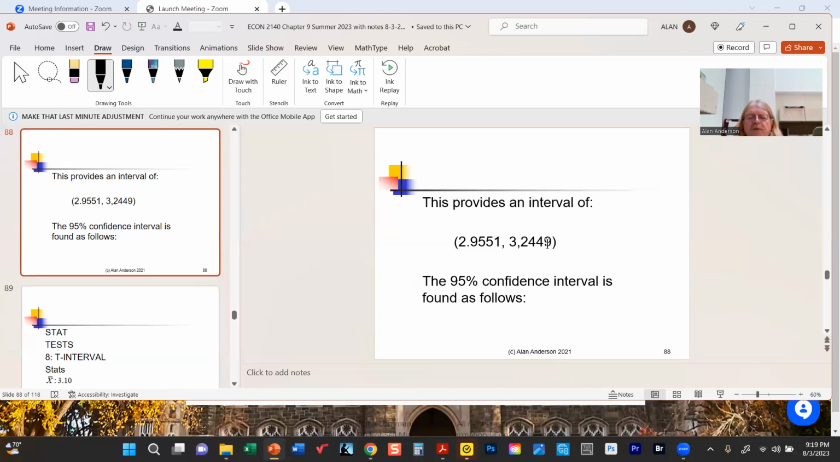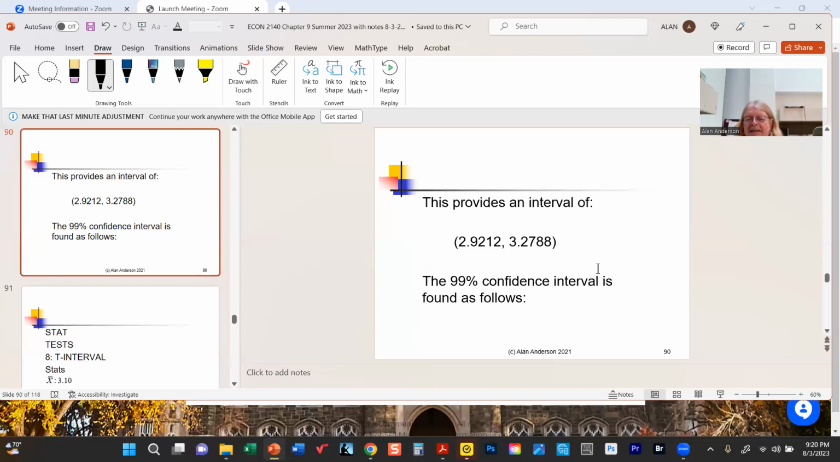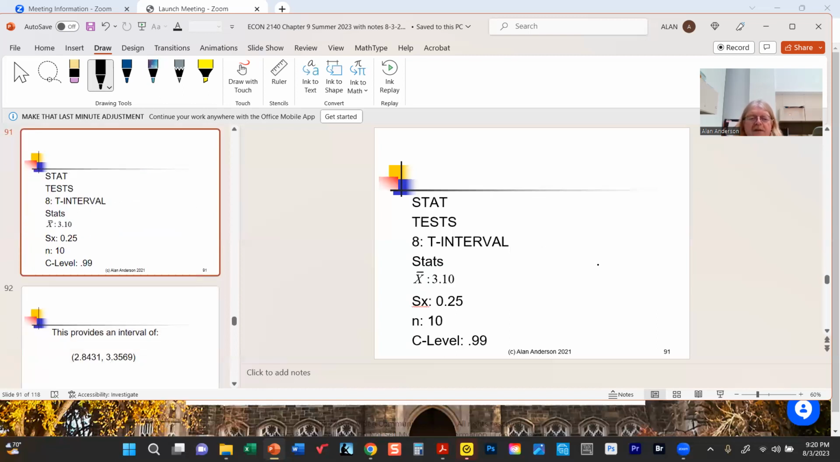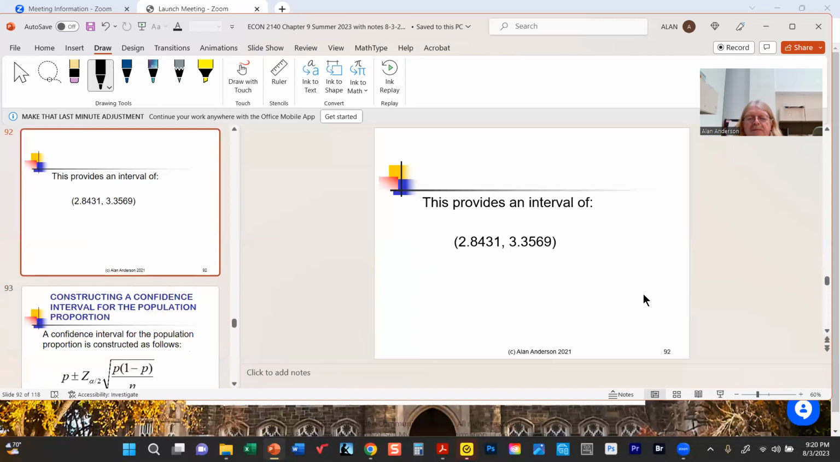And then to get the other two, literally the only thing you have to change is the C level or confidence level. So you're down here, we just changed this number and you're all set. And it couldn't be much more straightforward, could it? No. And then once again, 99%, we're just changing the C level and we're good. Run it. And this is your result.